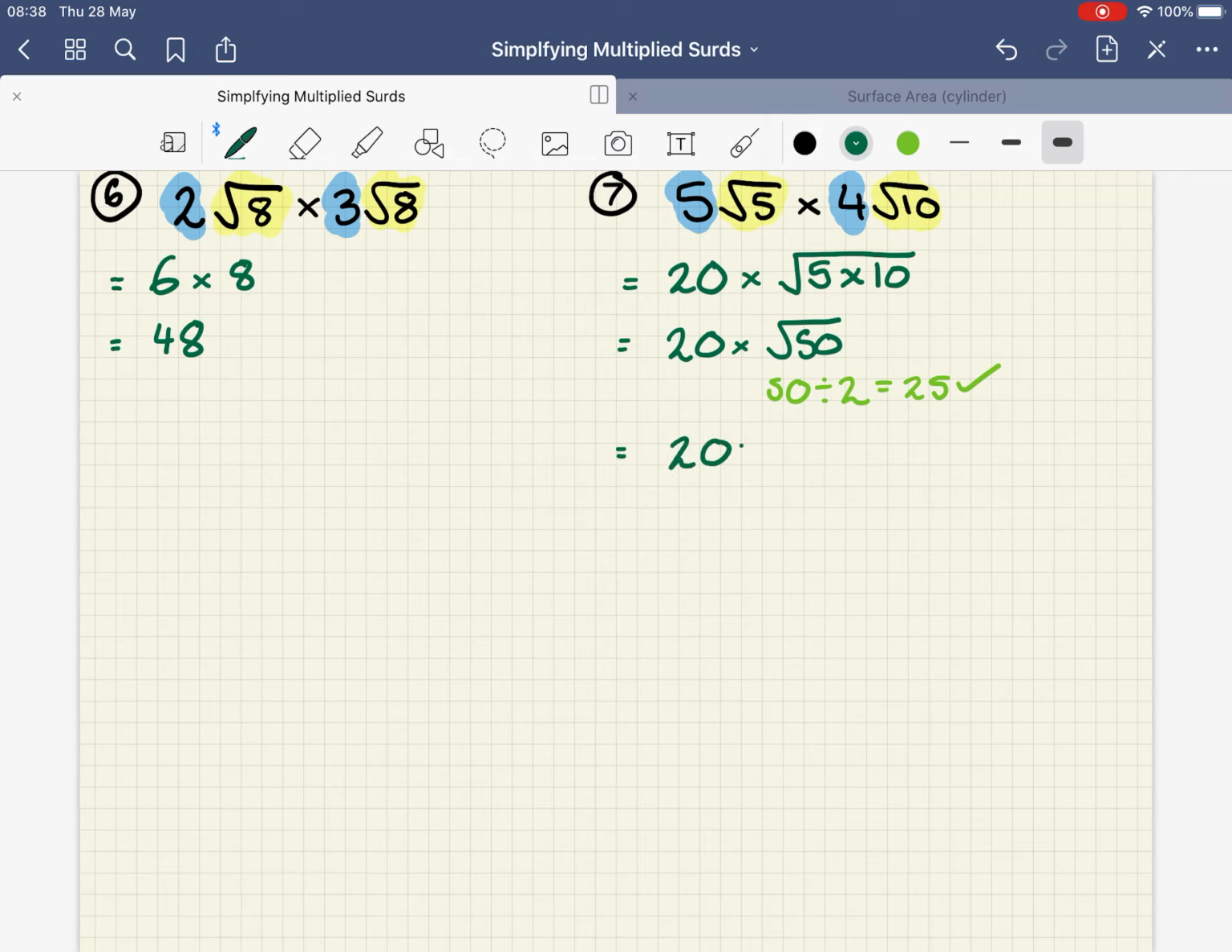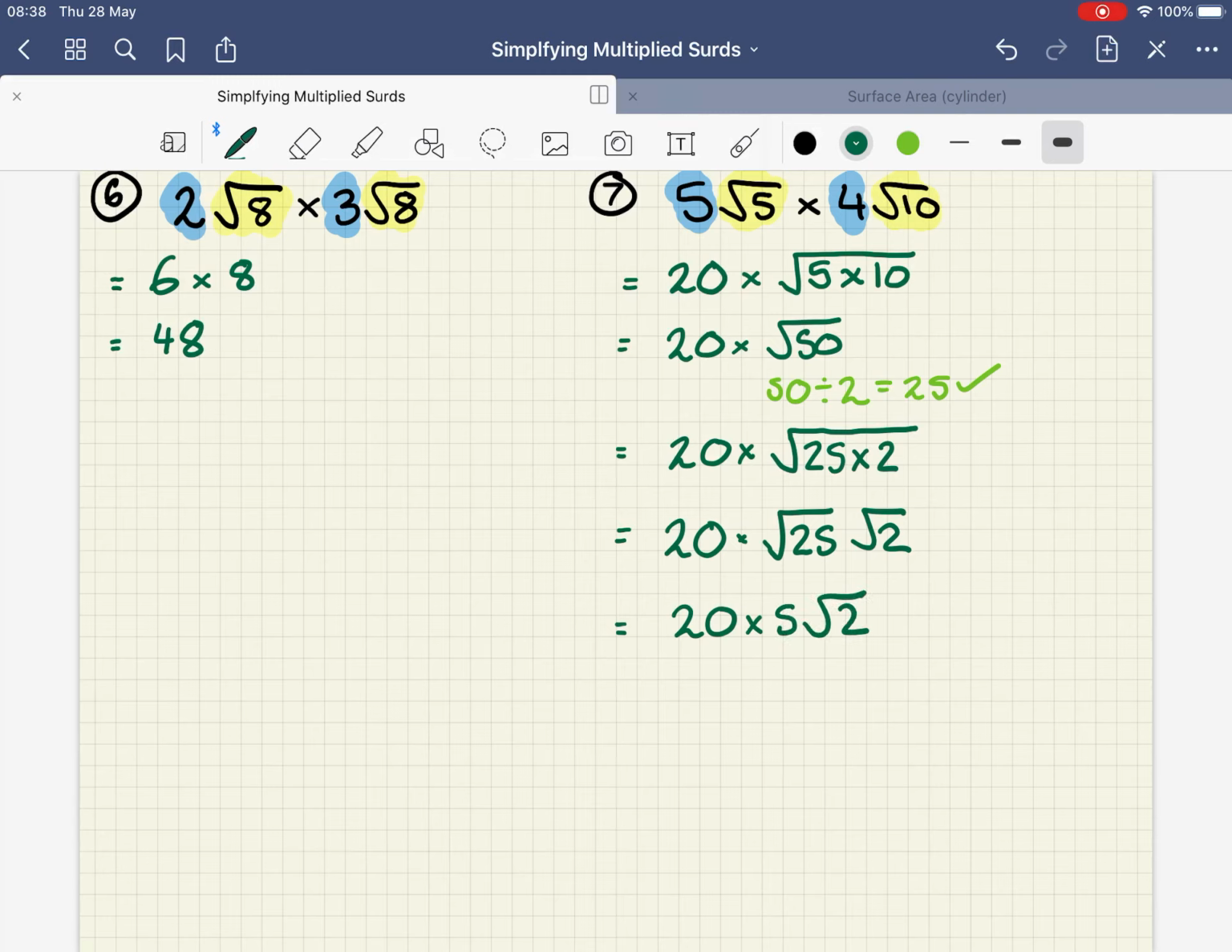So I'm going to have 20 times root 25 times root 2. So it's just going to be 20 times 5 root 2. So my final answer is going to be 100 root 2.